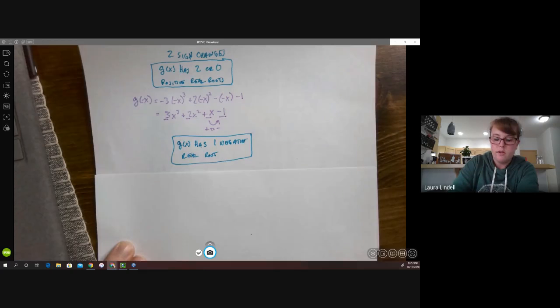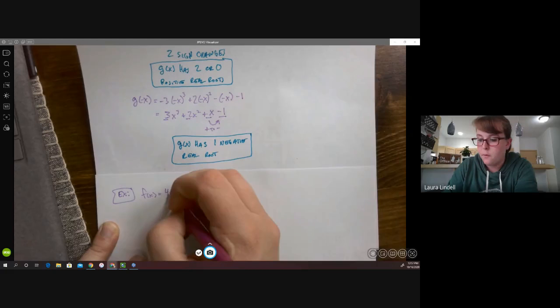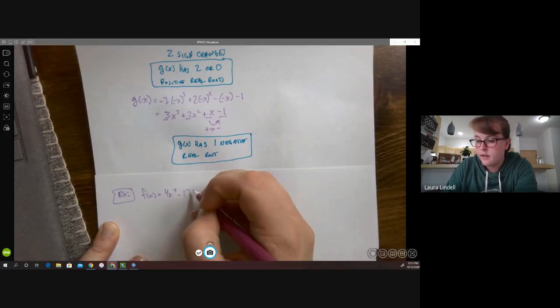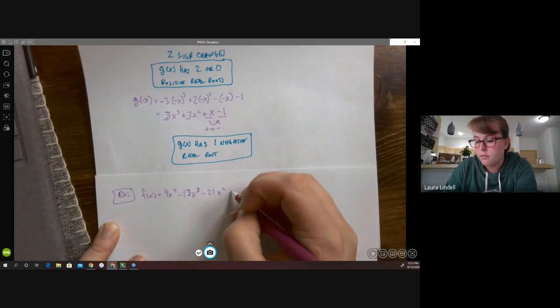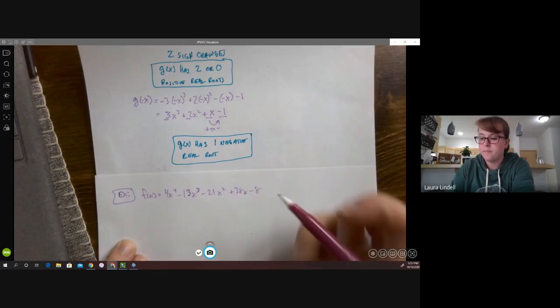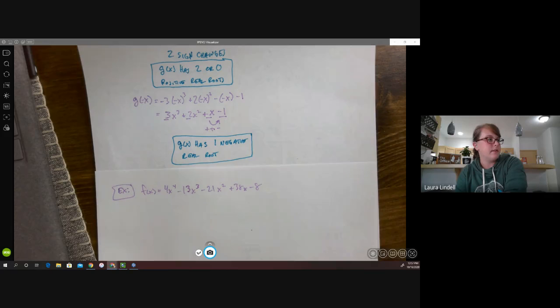Okay. So this time we're going to say f of x is 4x to the fourth minus 13x to the third minus 21x squared plus 38x minus 8. Okay. Gonna write that down. So for this one, we want to count the number of sign changes. So on your own real quick, count the number of times the coefficients change signs here. And once you think you've got it, type that number in the chat. How many sign changes do we have?